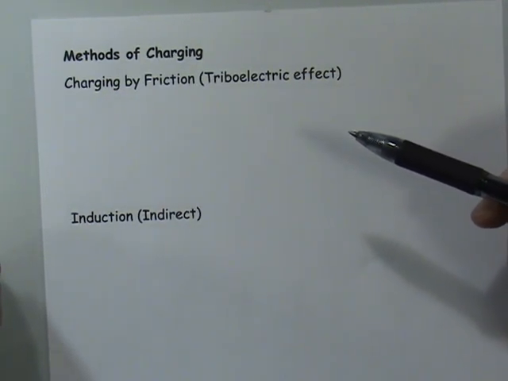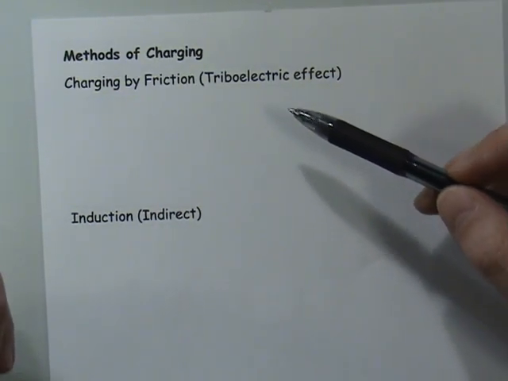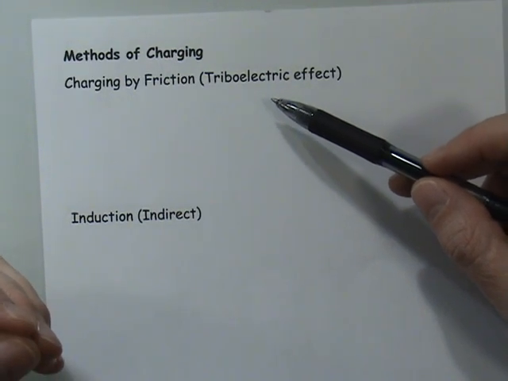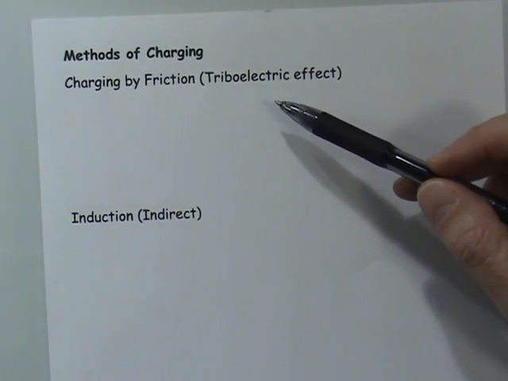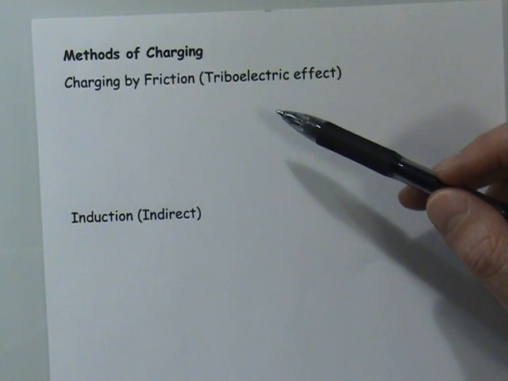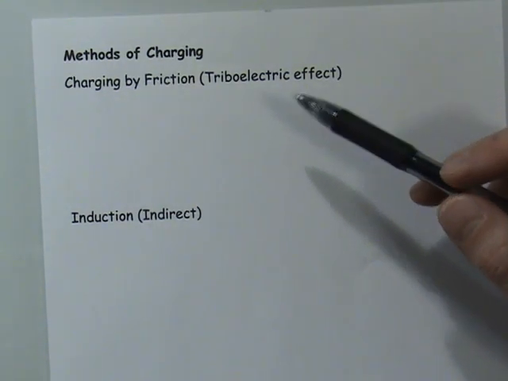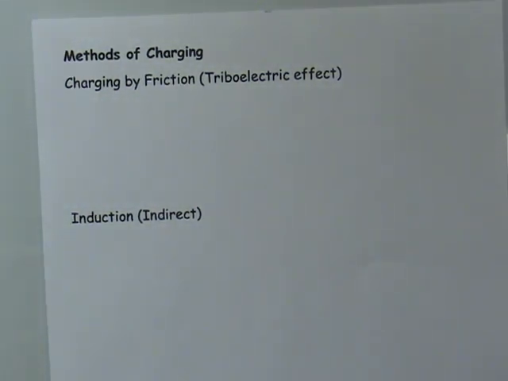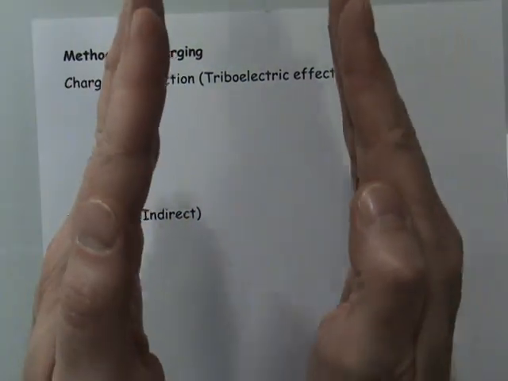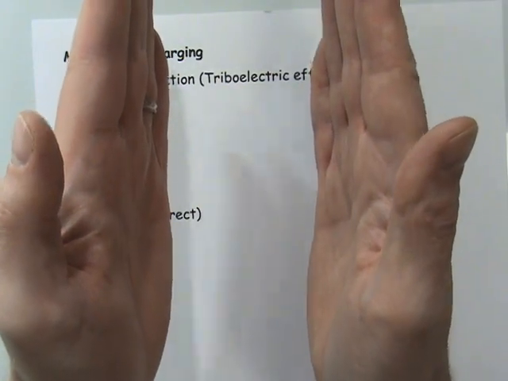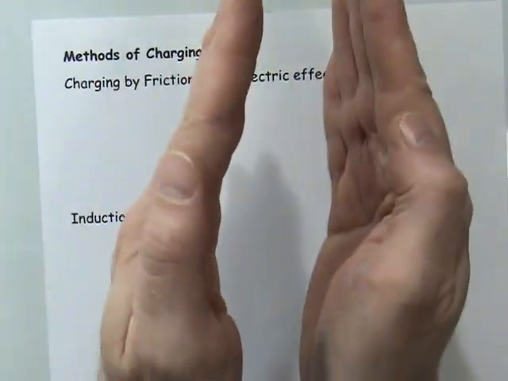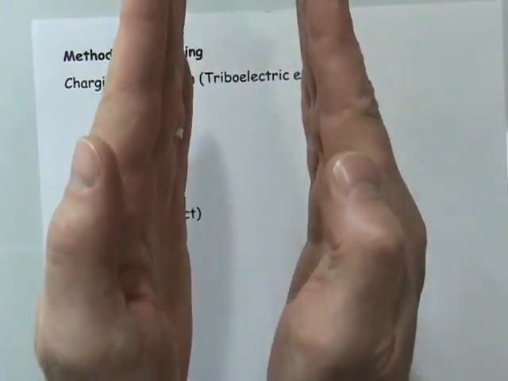Charging by friction is essentially something that is caused by the triboelectric effect. All that simply means is that different atoms in different materials like to either gain electrons or like to lose electrons. Now, if you take two materials that both like to gain electrons and you rub them together, nothing's really going to happen, because neither one of them is willing to trade with the other, because they're both looking for the same thing.